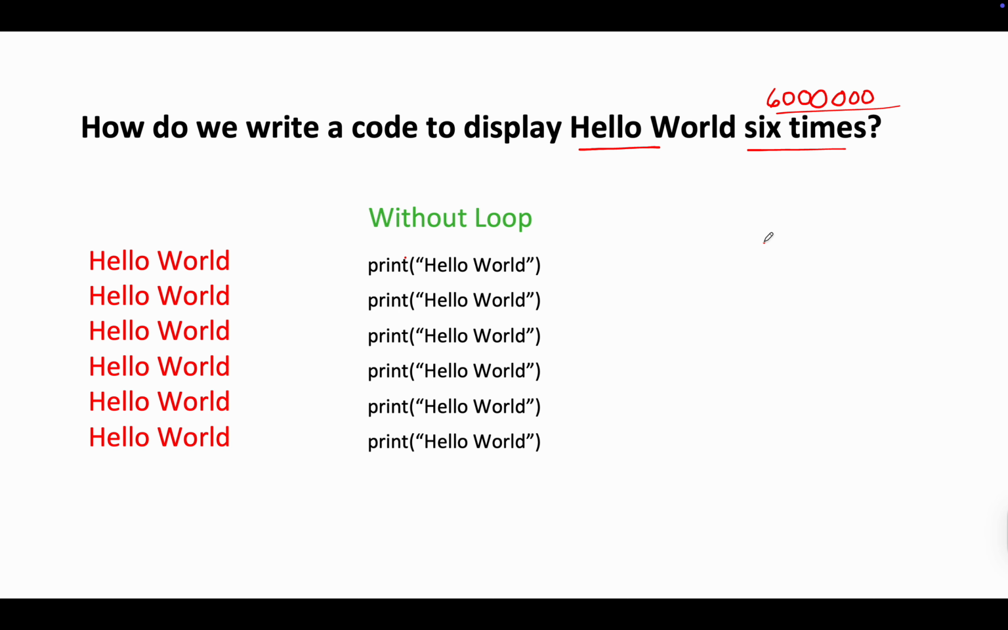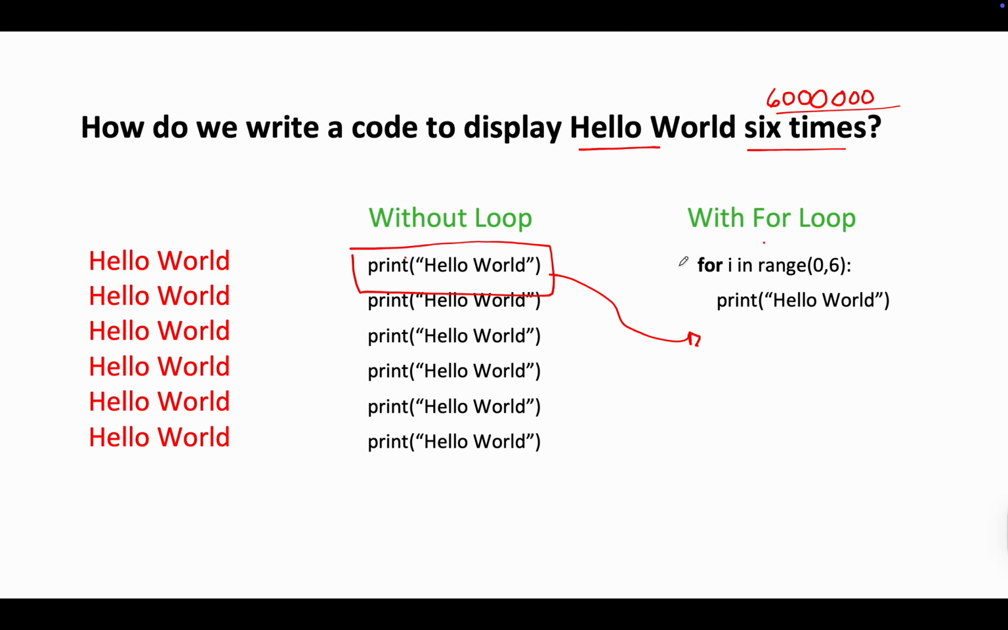That is why we have a loop. With the use of a loop, we just write one time hello world and repeat it 6 million times. The first loop that we're going to introduce is the for loop. If I want to print hello world 6 times, I can just do it in 2 lines of code: for i in range from 0 to 6, print hello world.